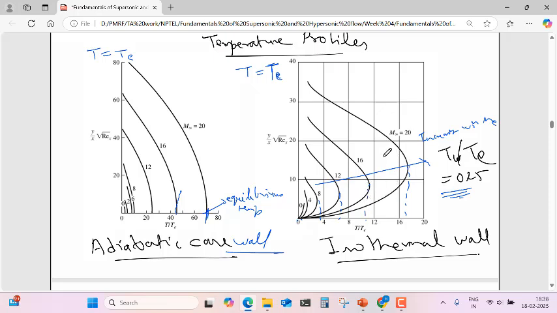Viscous dissipation happens because, for supersonic flow, the velocity is very high, and at the wall it has to reach the no-slip condition. That means U equal to 0 and V equal to 0. So a large amount of kinetic energy is lost, due to which this viscous dissipation happens.